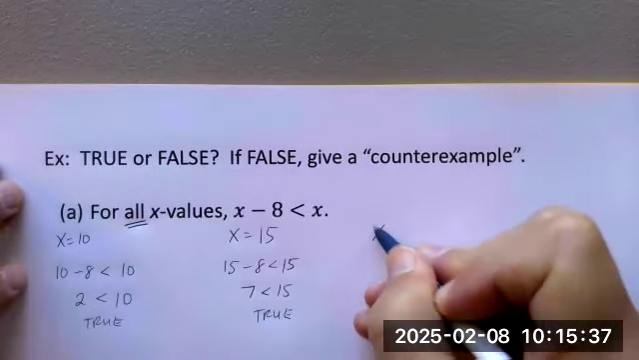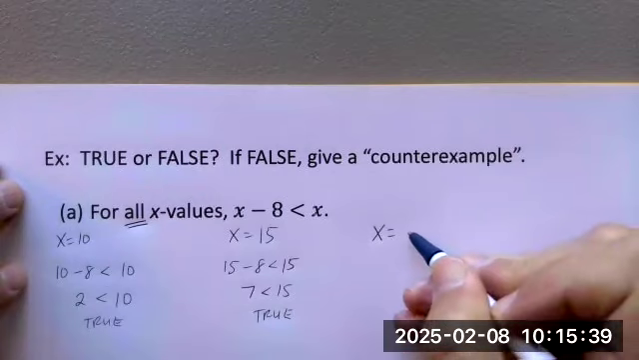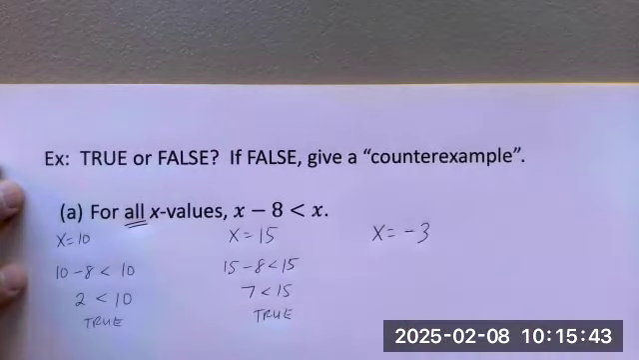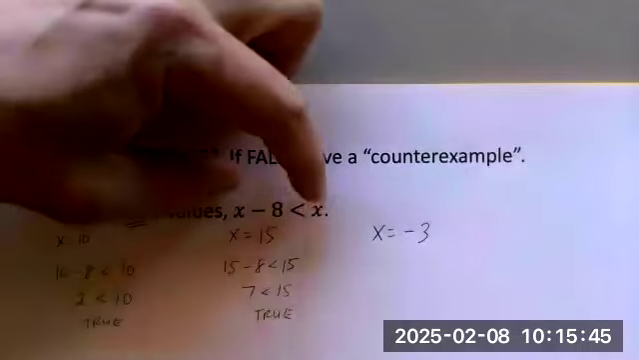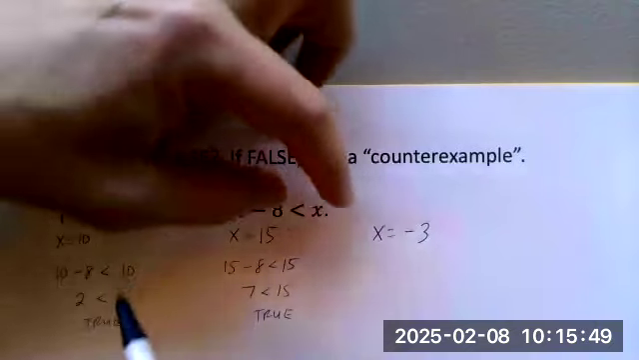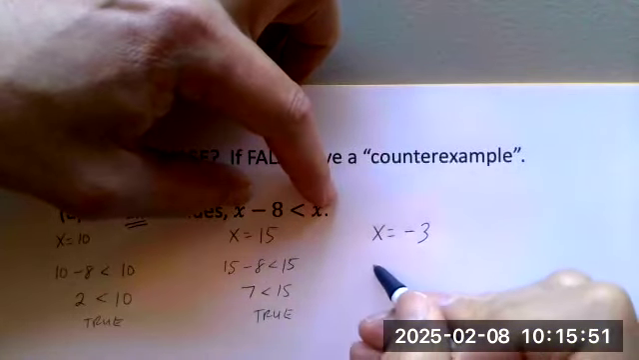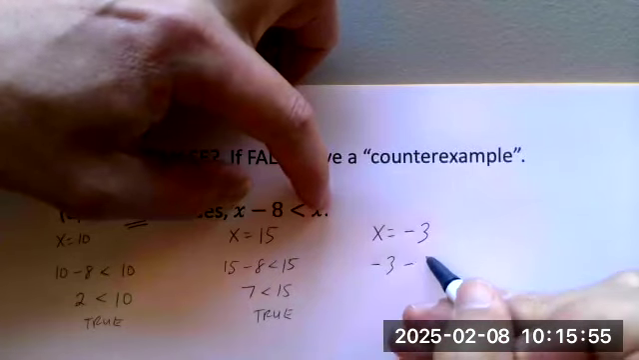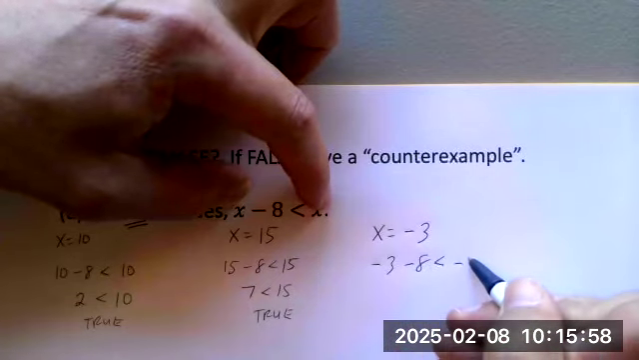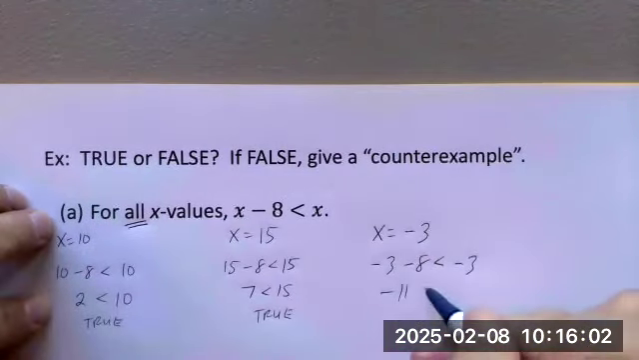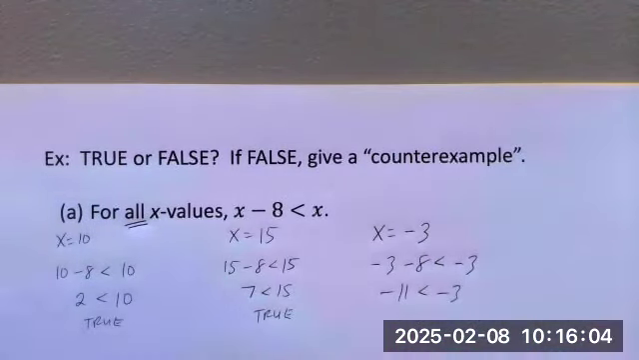Let's try a negative number. I'm just going to make up -3 and just randomly picked an x value because this is all x values. That means it can be any type of number in the world. It doesn't have to be just a counting number. So -3 goes here and here. So -3 take away 8. Is that less than -3? Well, -3 take away 8 is -11. And -11 is less than -3.